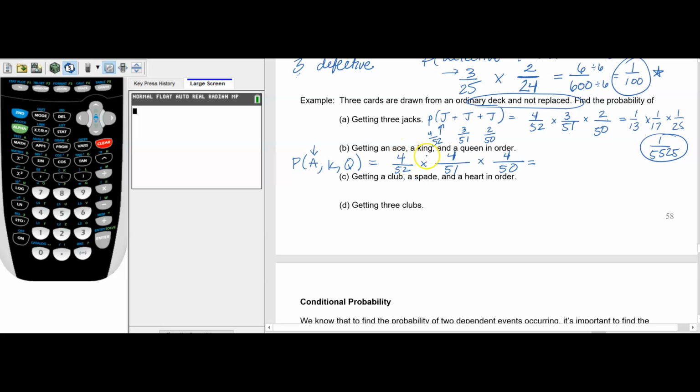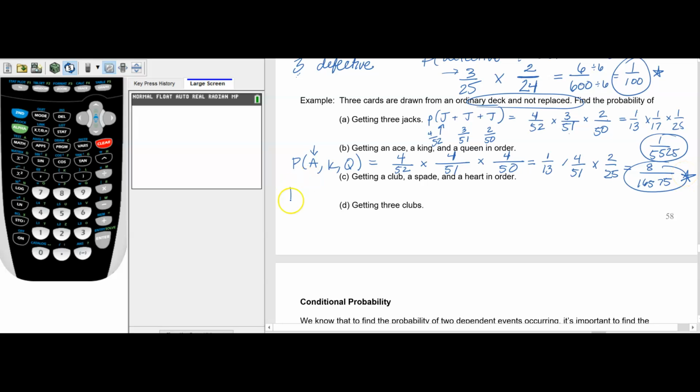So 4 out of 52 reduces to 1 out of 13. 4 over 51 cannot reduce, and 4 out of 50 is going to reduce to 2 over 25. And then we're going to multiply all those numerators and get 8, and multiply all the denominators and get 16,575, and that's going to be our answer.